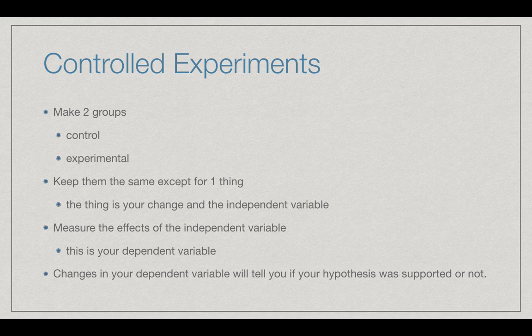So in controlled experiments, remember to make two groups. One is the control group, one is the experimental. Keep them the same for everything except for one thing. That one thing is your independent variable. And measure the effects of the independent variable in both groups. That's your dependent variable. And changes in that dependent variable will tell you if your hypothesis was supported or not.